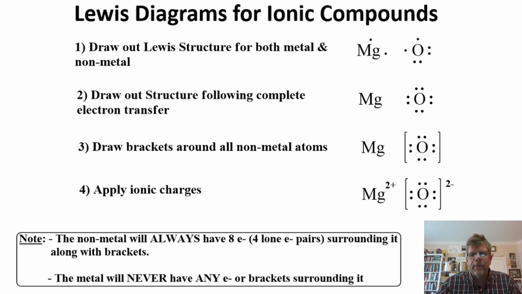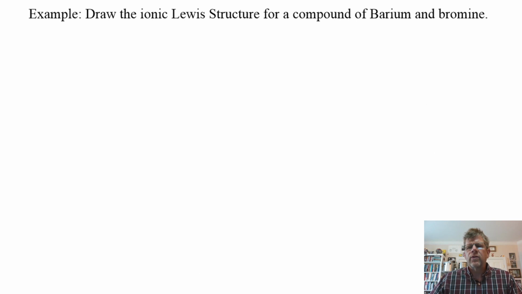Let's look at another example. So here is how a typical problem would present itself. Draw the ionic Lewis structure. Notice I said ionic. I didn't have to, but I did. The ionic Lewis structure for a compound of barium and bromine. Now, I didn't have to say ionic Lewis structure because we see that barium is a metal and bromine is a nonmetal, or at least we would be able to see that by looking at a periodic table.